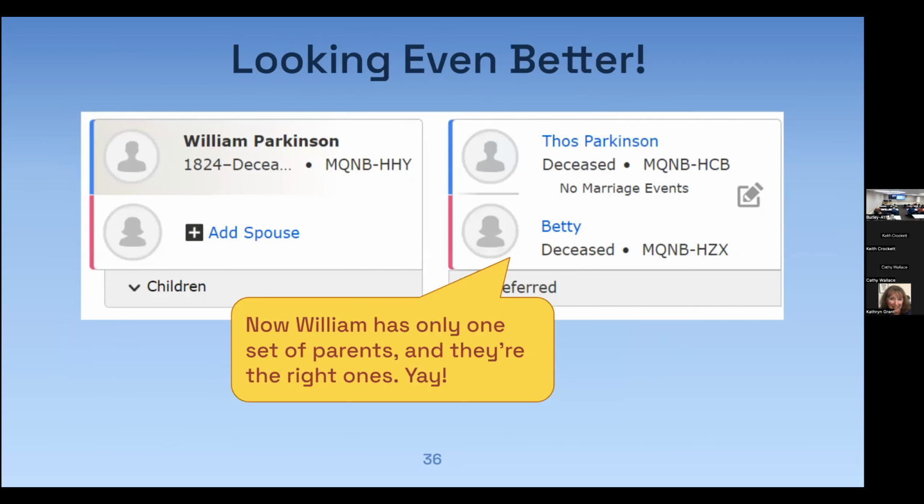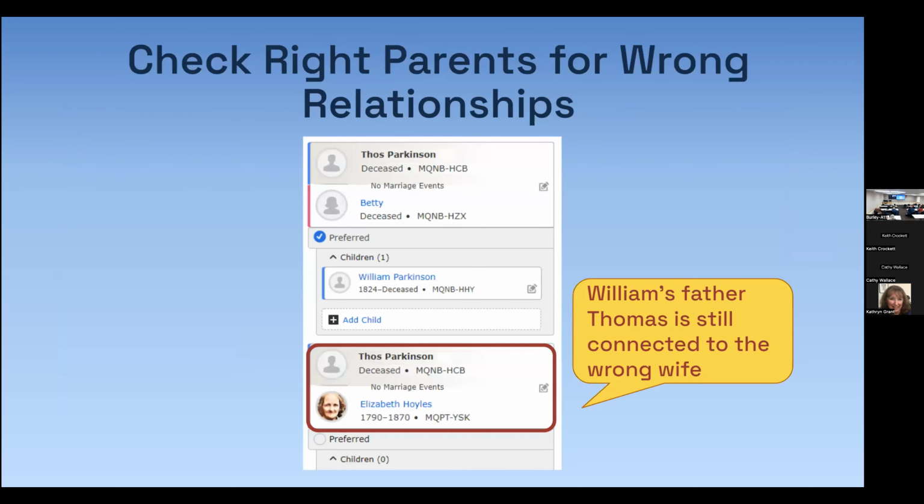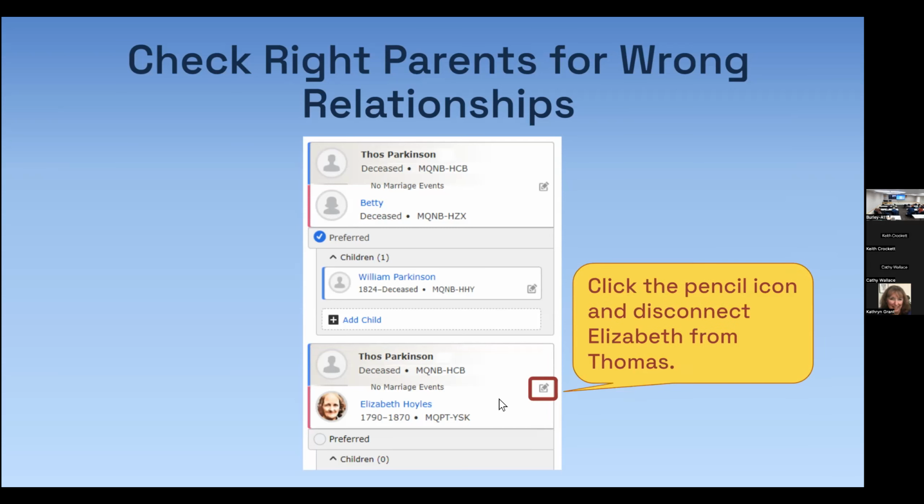Okay, let's look now. We've got William with just the right set of parents, which is awesome. But as our sister just pointed out, when we go to Thomas's page, we see that he's connected to the right wife, but connected to the wrong one as well. In that one, I don't think I walked through this the whole way. Basically, you would just click the pencil and get into a very similar screen to the one we looked at before, that would allow you to disconnect this Elizabeth from this guy that she did not marry.